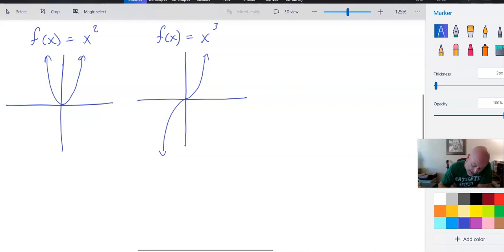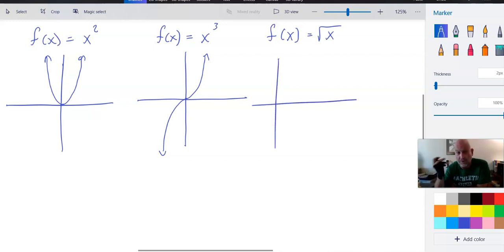Then we have f of x is equal to the square root of x. And this one actually only has positive values, right? Square roots only spit out positive values, but you're actually only allowed to put in positive values. And it ends up being a half of a parabola like this. And in fact, it's the inverse function for the right half of a parabola.